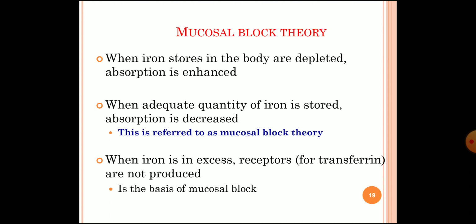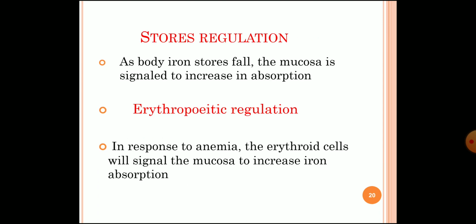When the iron is in excess, the transferrin receptors are not produced. Enough iron is there, so transferrin receptors are not produced, and that is the basis for the mucosal block. Now, stores regulation means that as the body iron stores fall, the mucosa is signaled to increase the absorption. In what form is the iron stored? It is in the ferritin and hemosiderin form. So if the stores are falling, then the mucosa can absorb more iron.